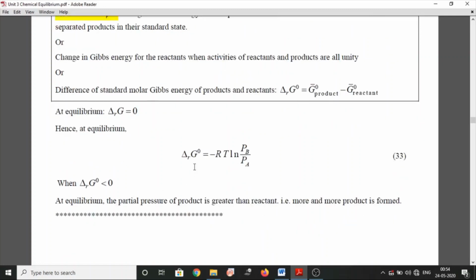Now suppose delta R G0 is negative. When delta R G0 is negative, or the free energy change at standard state is negative, the reactants will be converted to products easily, meaning the reaction will proceed in a forward manner. When the opposite happens, that is, the standard state free energy of reaction is positive, then the reverse reaction will take place, meaning products will form more and more reactants.